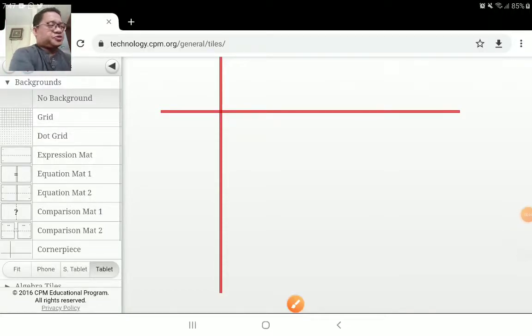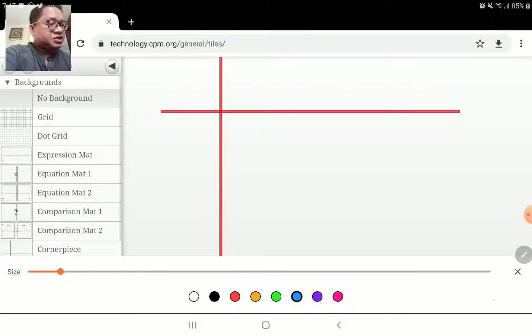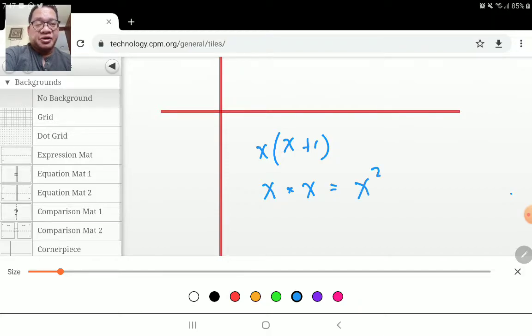So before we proceed to the first unit of Mathematics 8, let's try to review some of the skills that you have learned before in grade 7. When you were in grade 7, you learned how to multiply, for example, x times x plus 1, right? You have learned to multiply x times x, which you all know to be x squared, right?